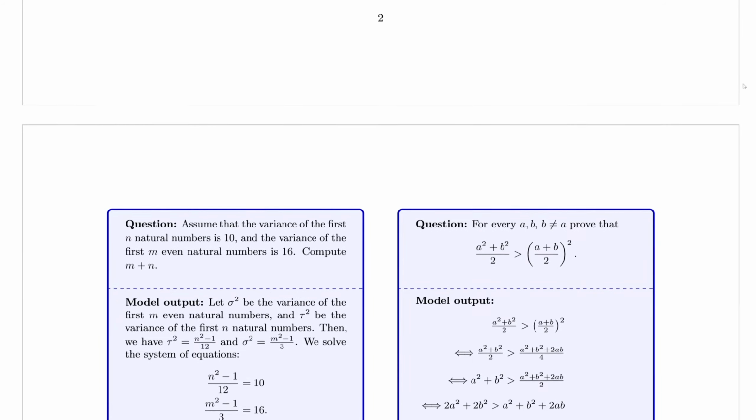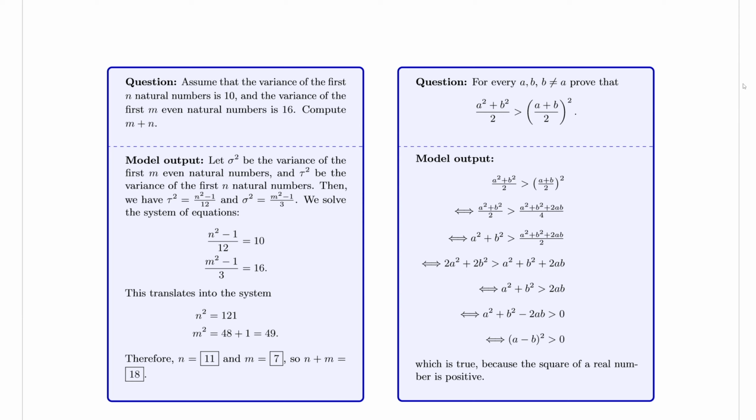If we scroll down to the next part here, I guess we have a few more examples. There are lots of examples. Let's go over a couple more though. I think it's fun to see what the model actually is capable of. So in this one, we have: assume that the variance of the first n natural numbers is 10 and the variance of the first m even natural numbers is 16. Compute m plus n. Okay, so this is interesting. Natural numbers are, I believe, positive integers, like 1, 2, 3, and so on.